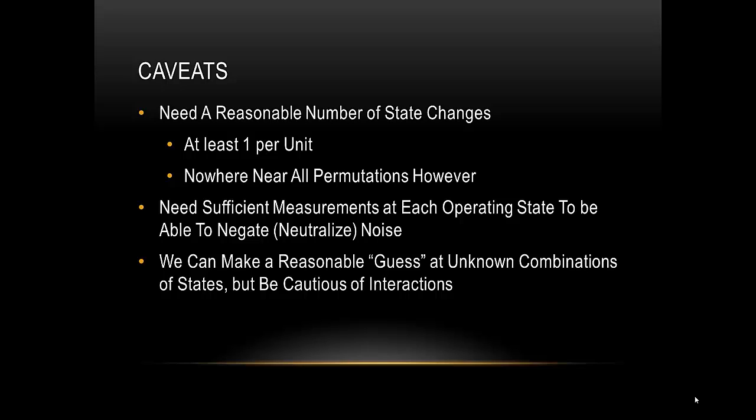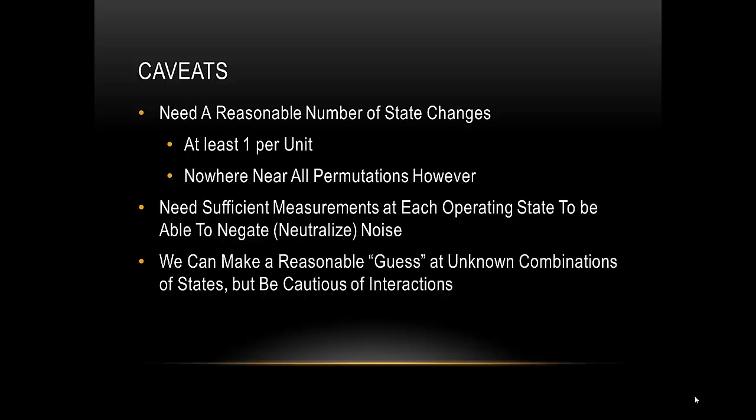Now there's some caveats to this. First, you need a reasonable number of state changes. You should probably at least have 1 state change per unit that you're going to analyze. Like unit 10, it didn't have a state change, so we couldn't really analyze what it was going to be. But the other units did have state changes.